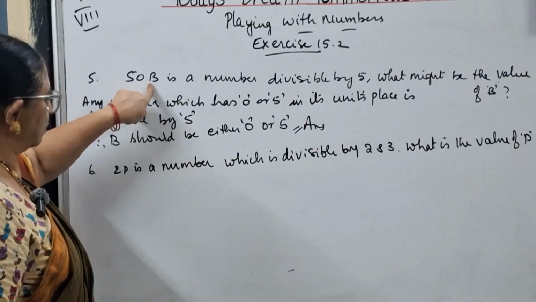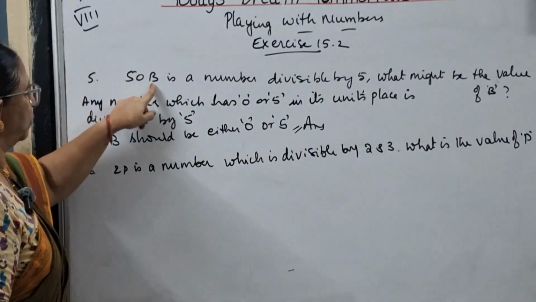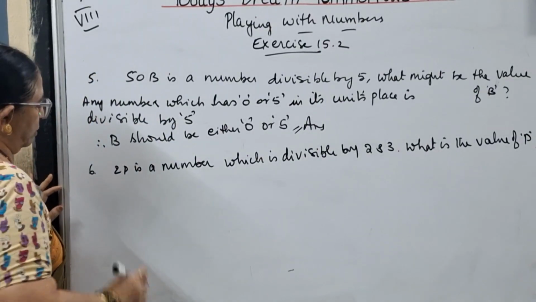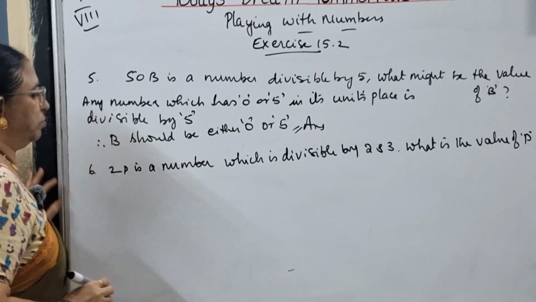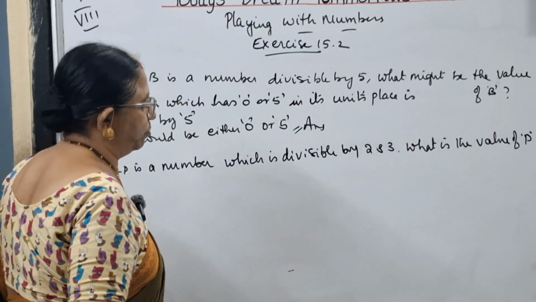This is in units place and it is divisible by 5, which means it should be either 0 or 5, basing on the divisibility property of 5. Now let us see the next one. 2p is a number which is divisible by 2 and 3. What is the value of p?